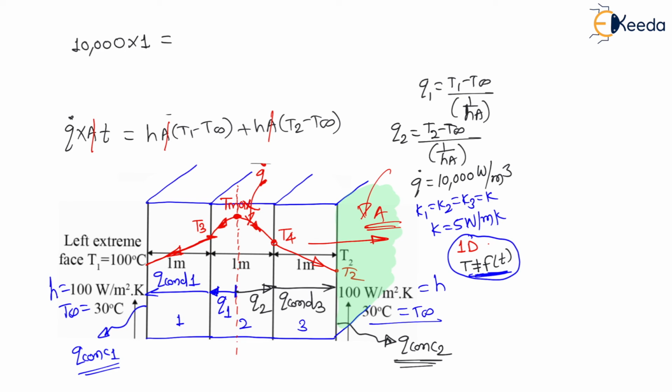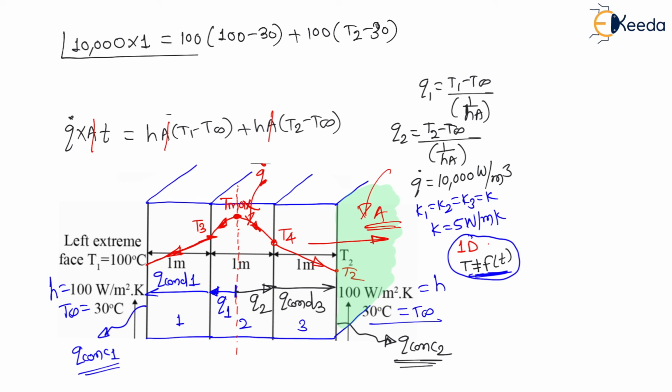Is equal to h. Convective heat transfer coefficient on both sides is the same, that is 100 watt per meter square Kelvin. Therefore, it is 100 into (T1 minus T infinity). T1 is 100 and T infinity is 30. Therefore, 100 into (100 minus 30) plus h is 100, T2 is unknown, T infinity is 30. Right.